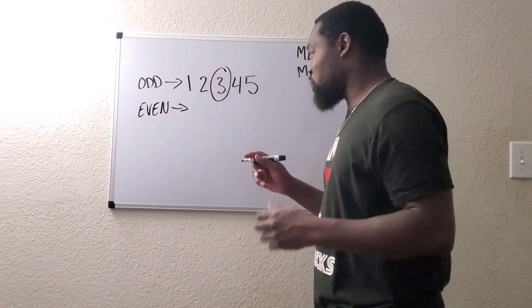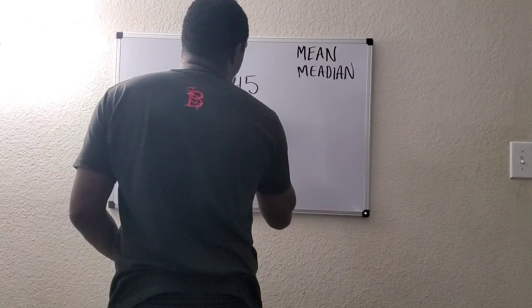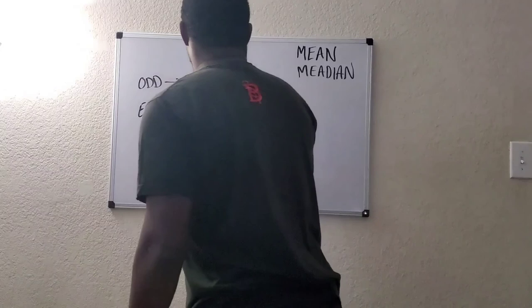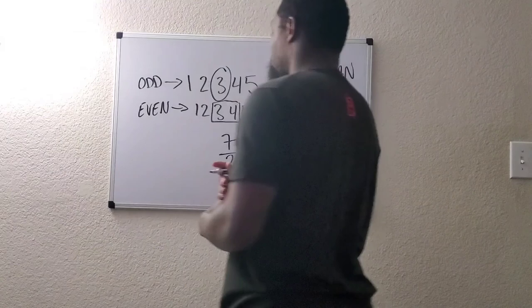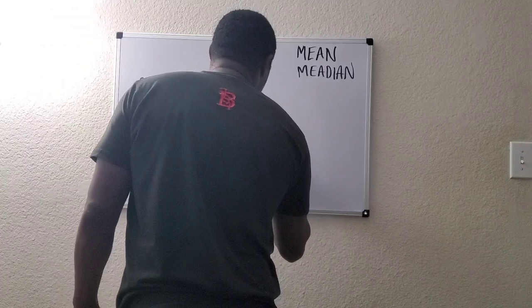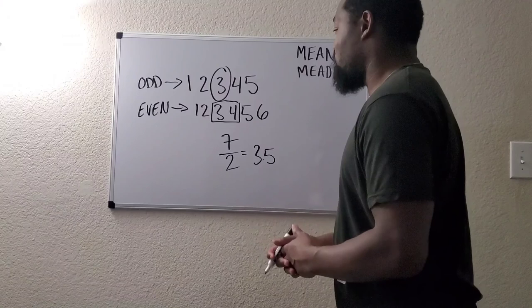And that's very simple. We're just going to throw a 6 on here. 1, 2, 3, 4, 5, 6. We're going to take our two numbers in the middle, right? Add those up. 7. And we're going to divide by 2. 7 divided by 2, you can't answer. 3.5, 3 5/10, so be it, right? And that's it when we come to finding our median.